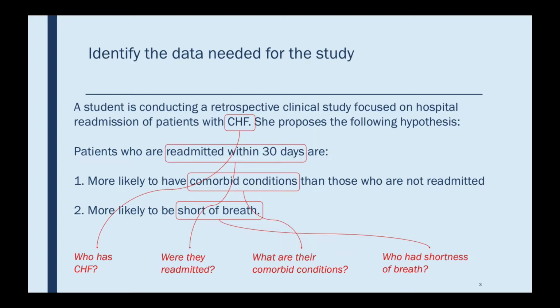How will the data extractors go about obtaining this information for you? To answer this question, you will need to understand how data is stored. From the previous slide, we noted that we wanted to find patients with CHF, need to know if they were readmitted, find out what all their comorbidities were, and determine if they were short of breath.